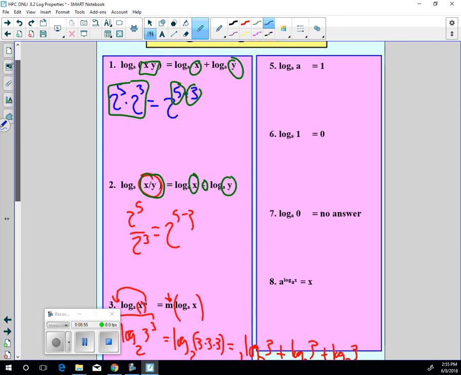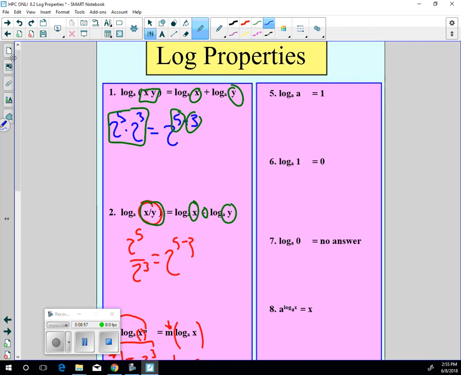Now the easy ones. Log base a of a, I don't know what that is, so change it to exponent. A to the first equals a. So that totally makes sense. How about this one? A to the 0 equals 1. Well, that's true, so you know that's right. A to the what is equal to 0? Well, remember my graph? Did it ever get to 0? No. So this is no answer.